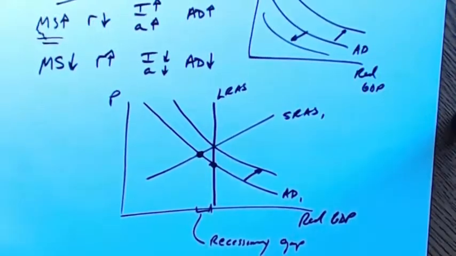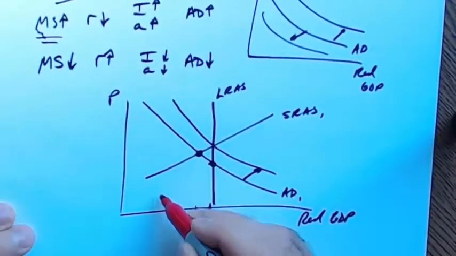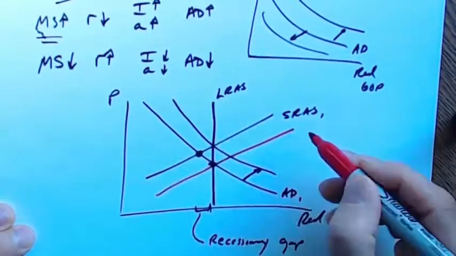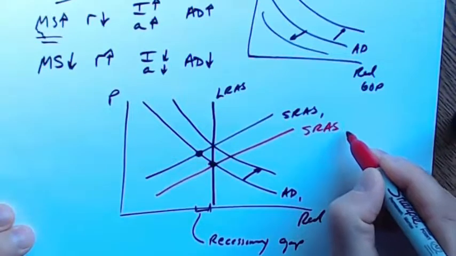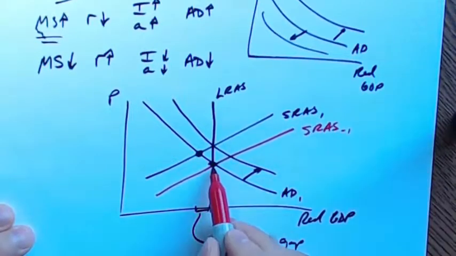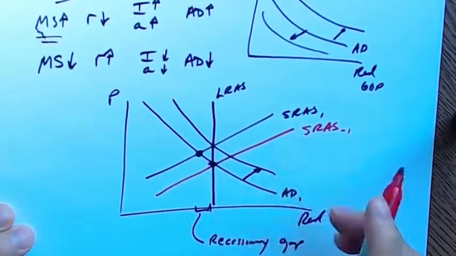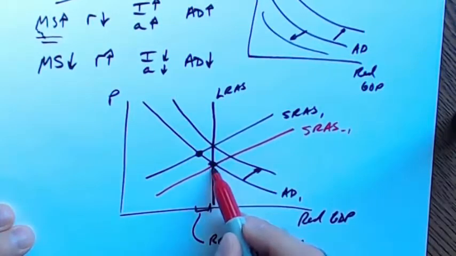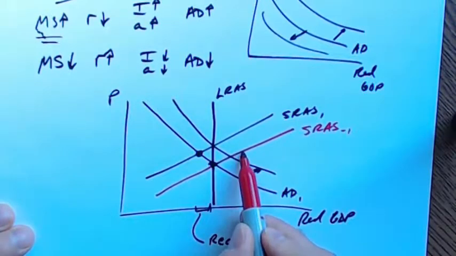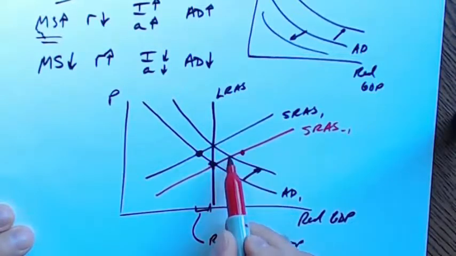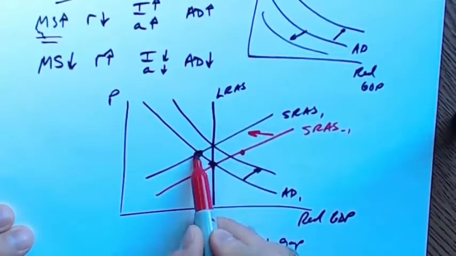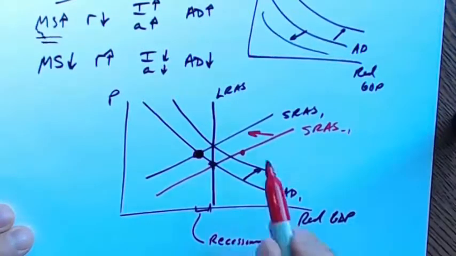Let me see if I can put this in red. I haven't shown you why this happened, but aggregate supply, let's call it -1. So we previously had an aggregate supply curve here, right? And what happened was, let's say we had an oil shock. Input prices went up dramatically. It shifted the aggregate supply curve this way. And that's how we ended up here at the beginning of the story.